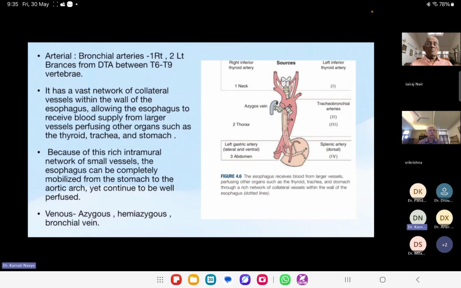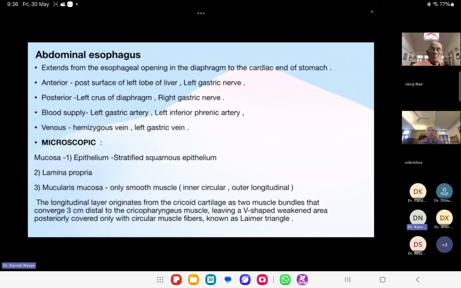It is supplied by the bronchial arteries, one on the right side and two on the left, and branches from the descending thoracic aorta between the T6 to T9 vertebra. It has a vast network of collateral vessels within the wall of the esophagus, allowing the esophagus to receive blood supply from larger vessels perfusing other organs such as the thyroid, trachea, and stomach. Because of this rich intramural network of vessels, the esophagus can be completely mobilized from the stomach to the aortic arch, yet continue to be well perfused. And venous supply is by the azygous, hemiazygous veins, and the bronchial veins.